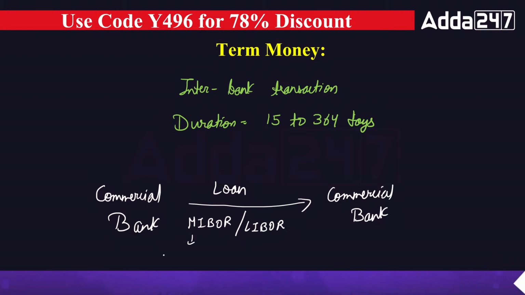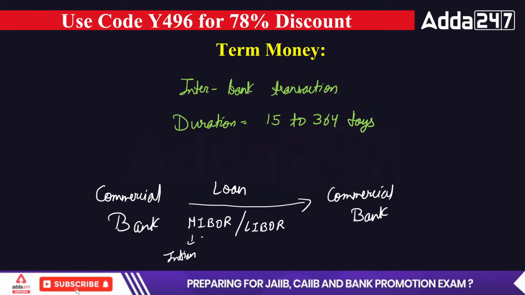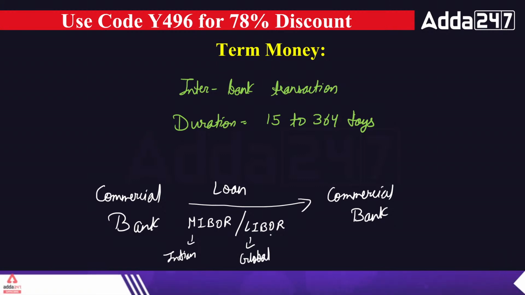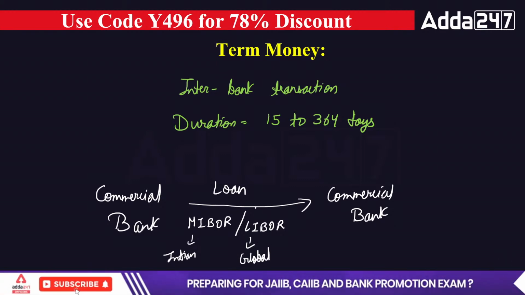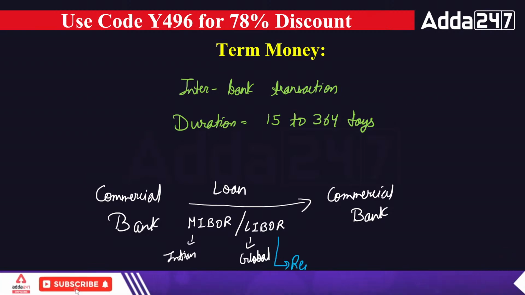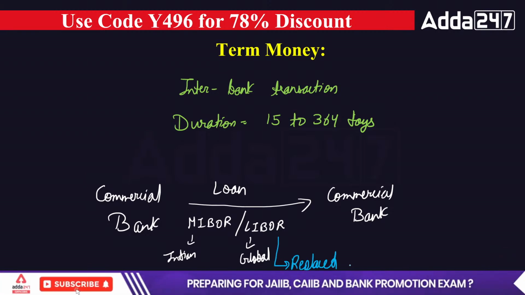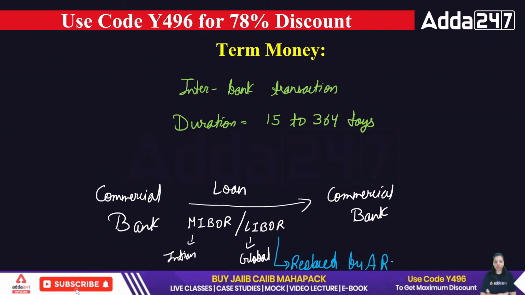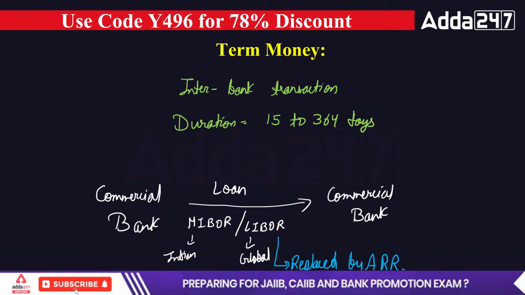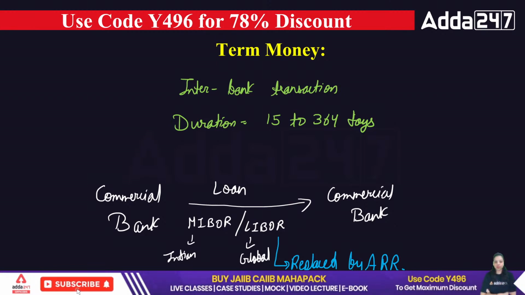So when transactions are happening in the Indian interbank money market, the rate of interest will be known as your MIBOR, Mumbai Interbank Offer Rate. When in the global market there is an interbank transaction happening, that will be known as LIBOR, London Interbank Offer Rate. But now this is a very important information that this LIBOR has been replaced. It has been replaced by alternate reference rates. So now London Interbank Offer Rate is not going on. Now we are using alternate reference rates whenever the banks are giving loan to each other at the global level.